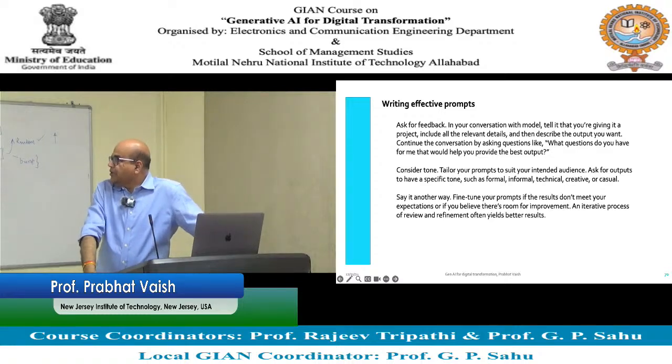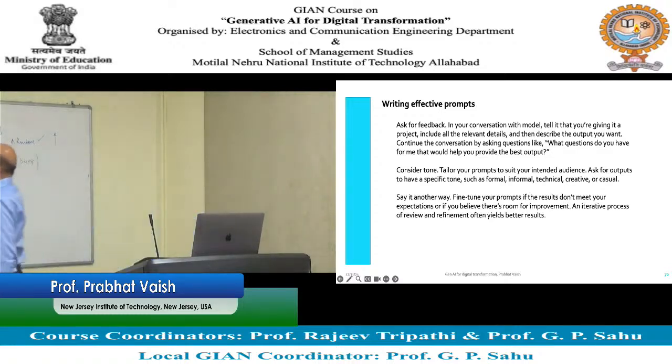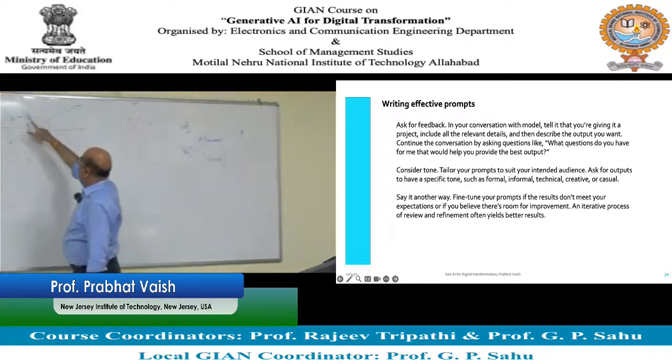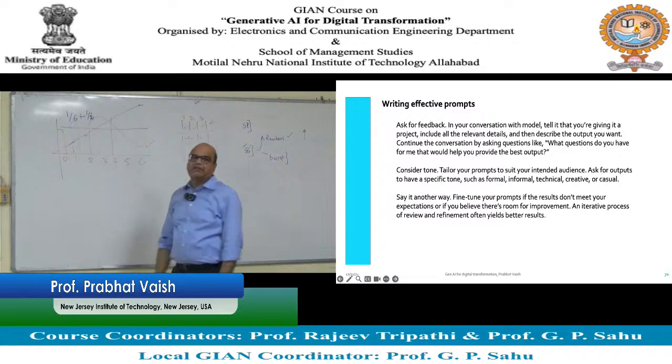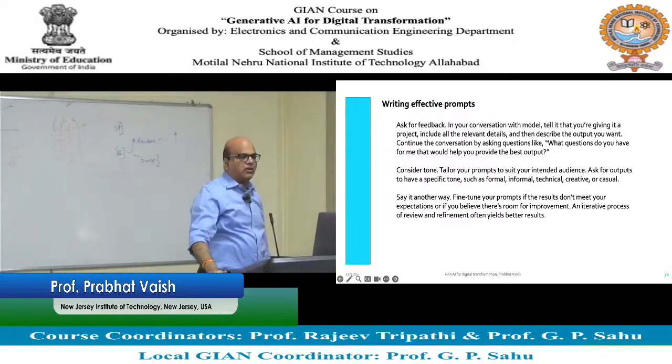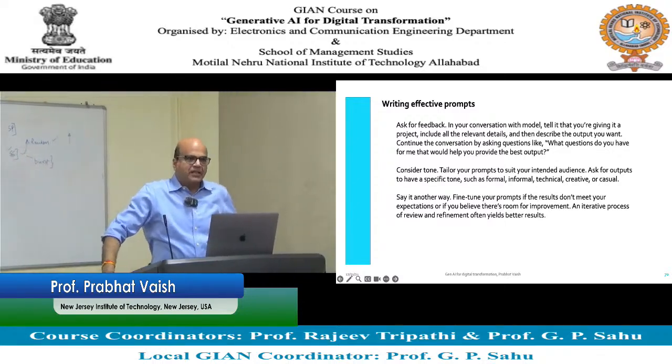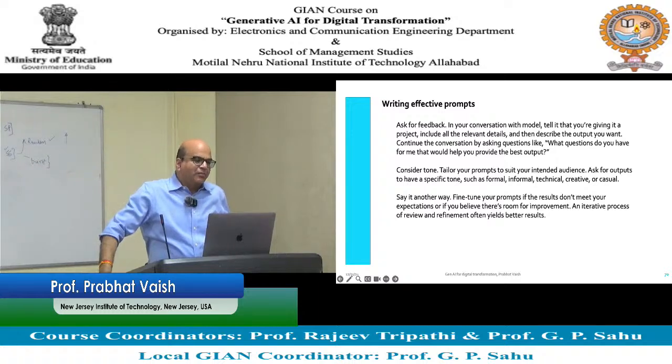If you want to cover the entire range of the distribution, you can have multiple prompts which are covering the different parts of the model, or you can take multiple samples. All of this, you're trying to improve the effectiveness of your prompt. Make sense? Okay.